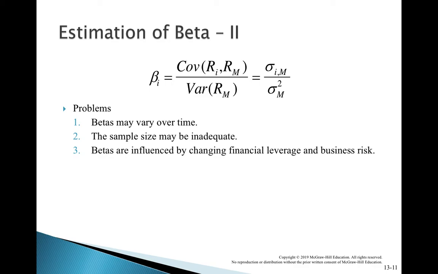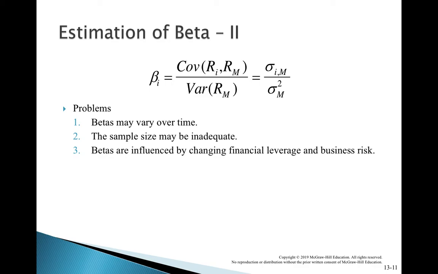You have calculated beta for 3 years. Past 3 years returns you have taken and calculated the beta. When you take 4 years, it may be different, or 5 years or 7 years, it may be different. So beta may vary over time. Sample size may be inadequate.